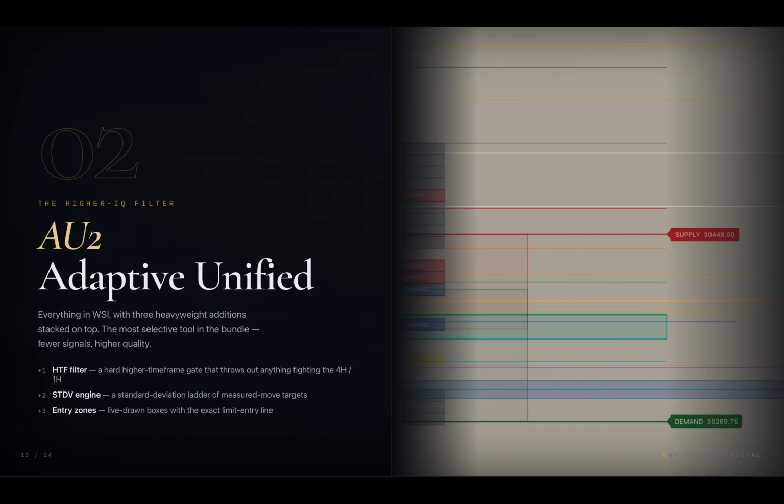This is AU2, Adaptive Unified, version 2. Think of it as WSI with a higher IQ filter on top. It keeps the strategies you just learned, but adds three big things: a hard higher time frame filter, a standard deviation level engine, and live draw entry zones. Let me show you each.